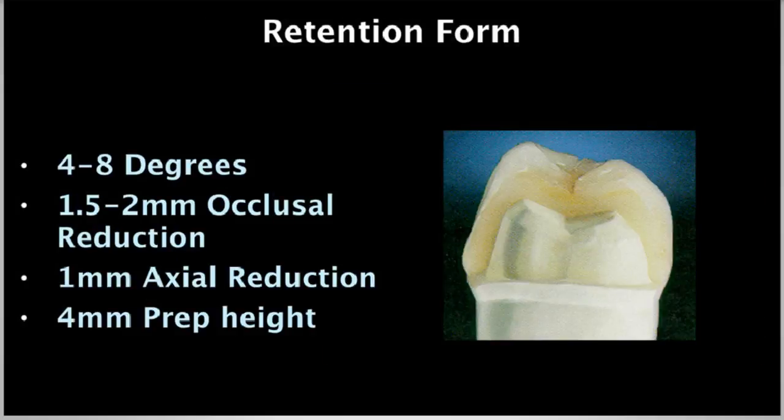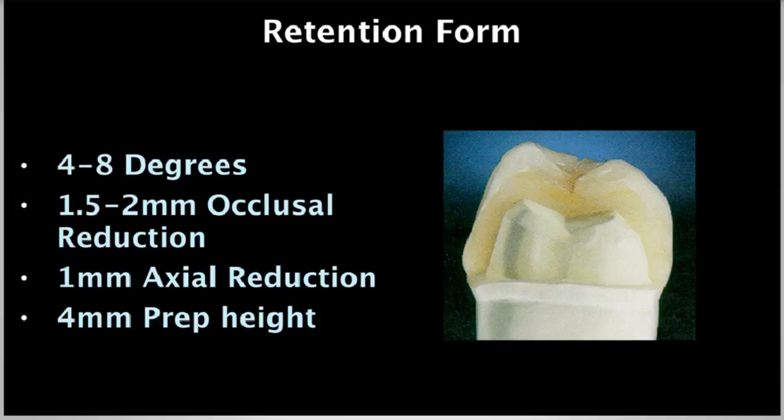When we think about retention form, we need to go back to some of the basics of prep design. Retention form is taught as opposing walls of the restoration that are somewhere in the range of 4 to 8, and I've heard people say 4 to 10 degrees of taper now that we do all-ceramic restorations. So we need walls that are not parallel, but approach parallelism, so that we get mechanical retention from the shape of the preparation. We need those walls to be about 4 millimeters high at a minimum to give us that physical retention.